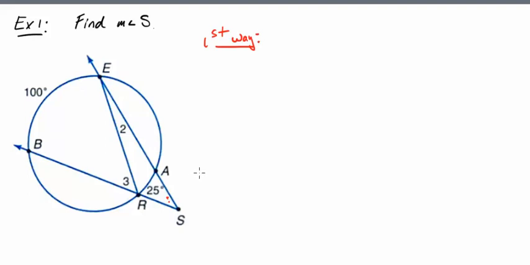So one way that we could do it, let's find angle 2 to begin with. Angle 2 is an inscribed angle. Its vertex is right on the circle. So an inscribed angle is half of the intercepted arc, which is 25 degrees. So angle 2 is going to be half of 25 degrees, which is 12.5 degrees. So angle 2 is equal to 12.5 degrees.